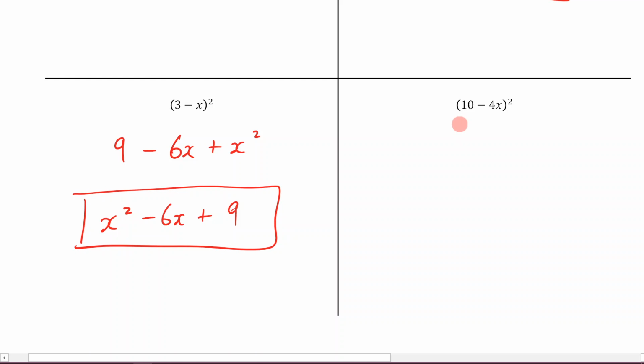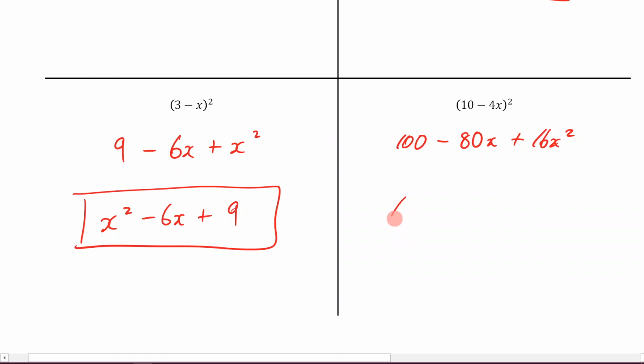Let's do the next one. I'm going to square the first term. 10 squared is 100. Then I'm going to go 2 times negative 4x times 10. Well, negative 4x times 10 is going to be negative 40x. Then I'm going to times it by 2, which is going to be negative 80x. Then I'm going to square my last term. Negative 4x times negative 4x is going to be positive 16x squared.